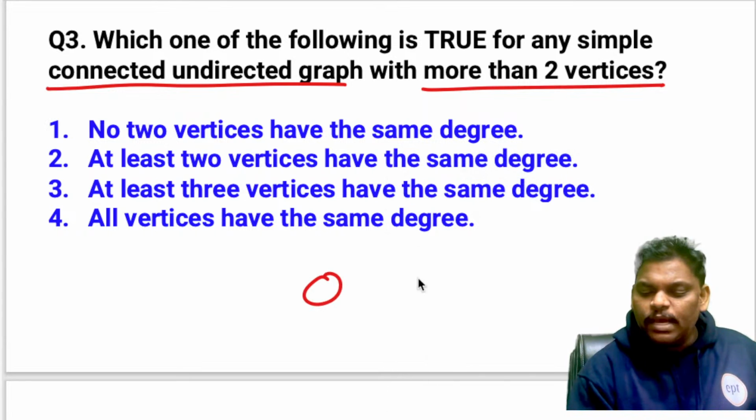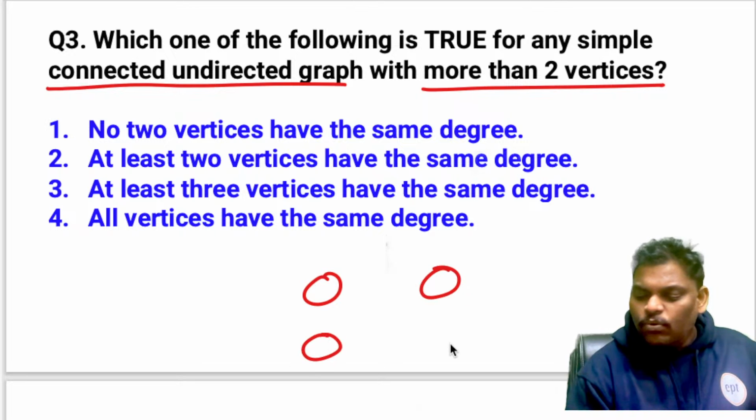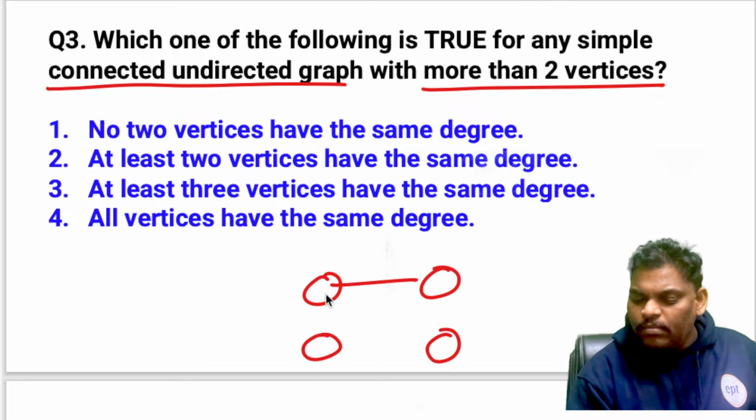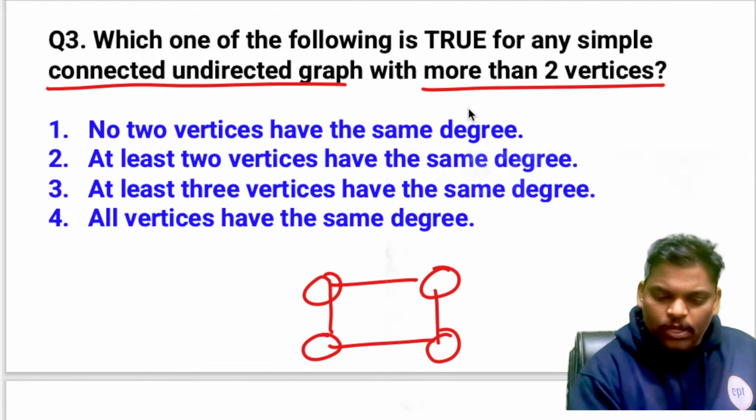No two vertices have the same degree. Many people can have the same degree. So, one cannot be true.